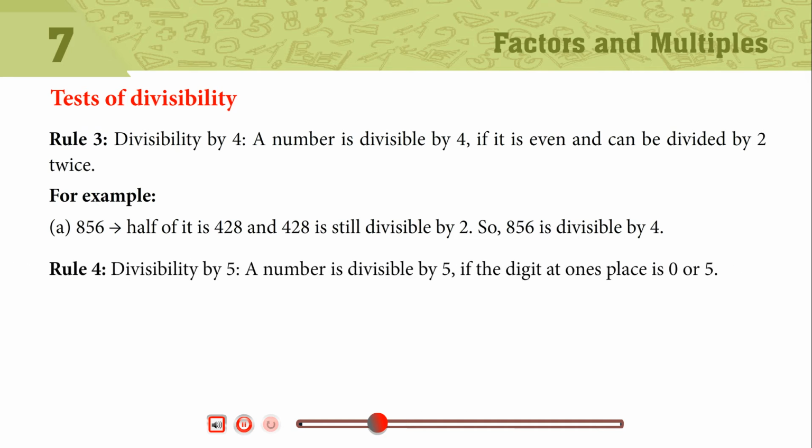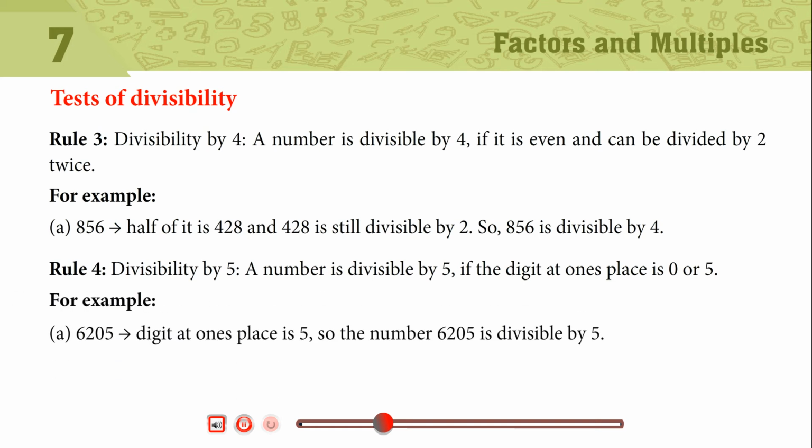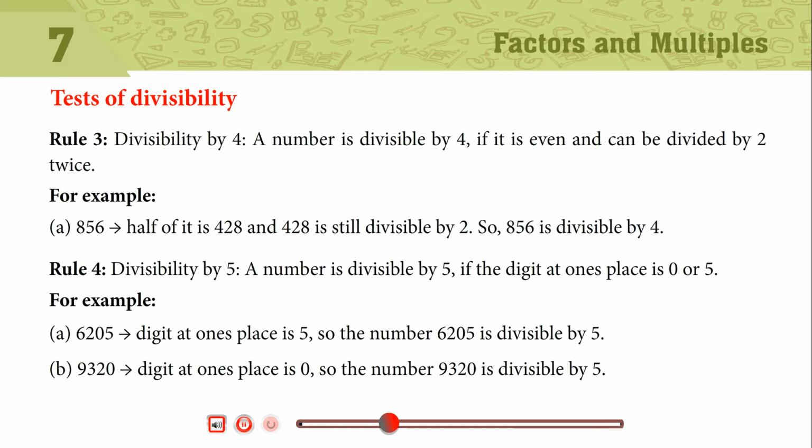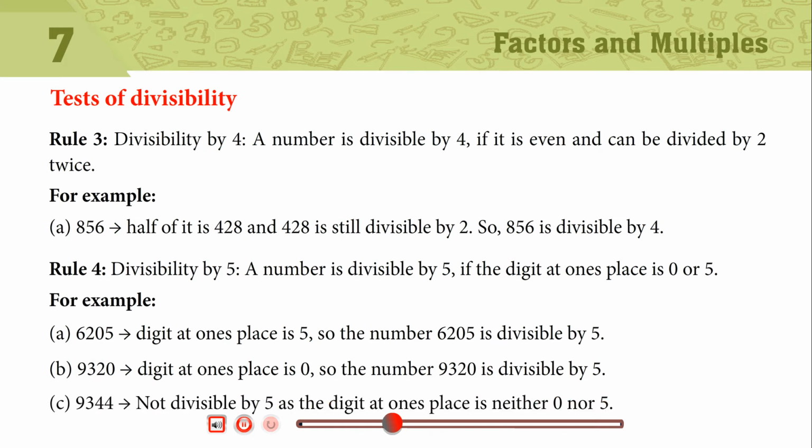Rule 4. Divisibility by 5. A number is divisible by 5 if the digit at one's place is 0 or 5. For example, 6205. Digit at one's place is 5, so the number 6205 is divisible by 5. 9320. Digit at one's place is 0, so the number 9320 is divisible by 5. 9344. Not divisible by 5 as the digit at one's place is neither 0 nor 5.